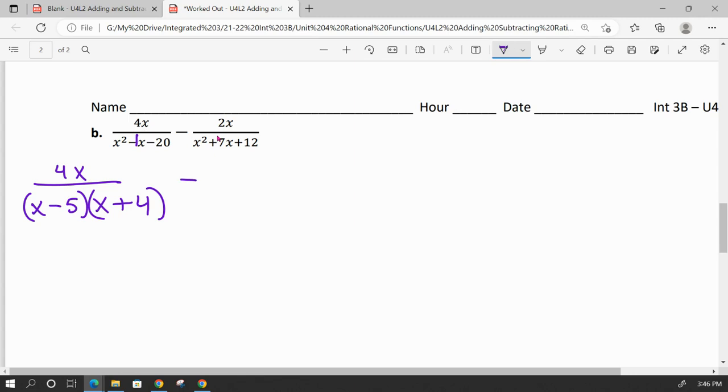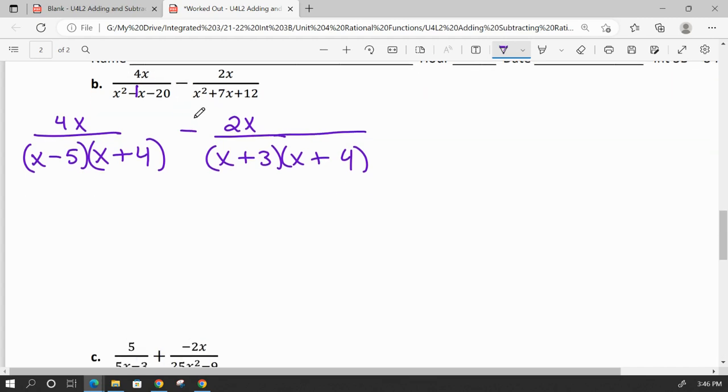All right, then we got a minus 2x over, again, let's factor that denominator. X squared factors into x and x. Two numbers that multiply together to equal 12 and add up to 7 are 3 and 4. Because your 12 is positive, your signs are going to be the same in the binomials, and they're both going to be plus, so that you get a positive 7 when you add them together and a positive 12 when you multiply them together.